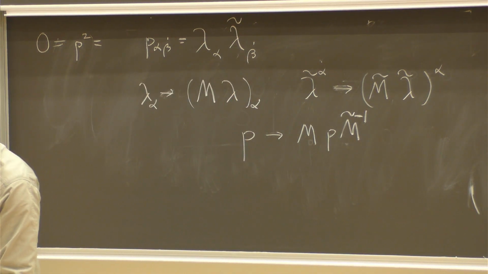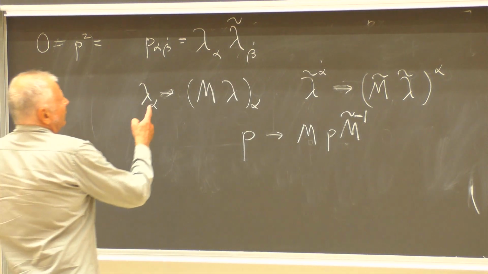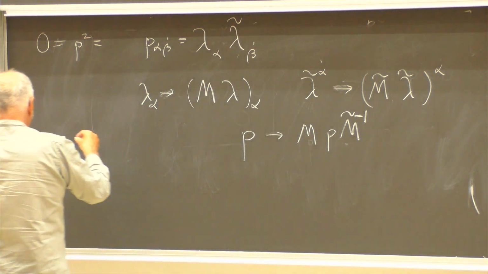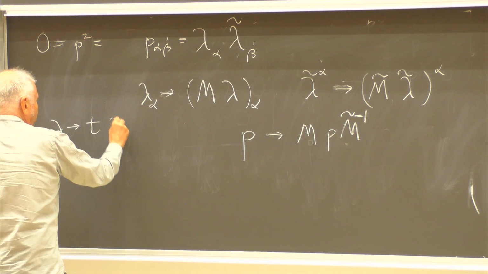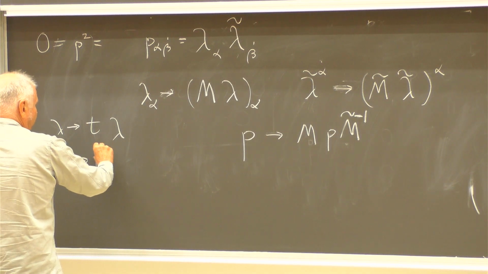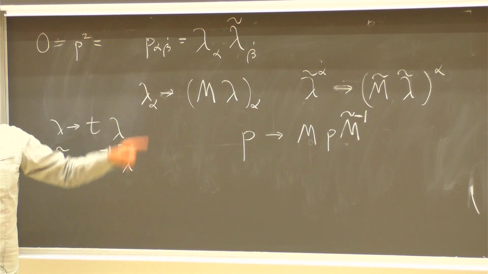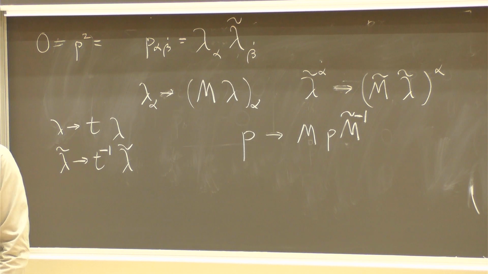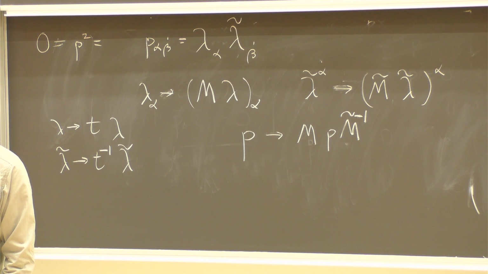Okay? Now, what about the little group in this case? Now you see that I can simply multiply any left-handed lambda by some arbitrary complex number, and if I multiply lambda tilde by the inverse factor, then the momentum will not change. So I have a little group which involves these arbitrary rescalings of the momentum spinors. All right?